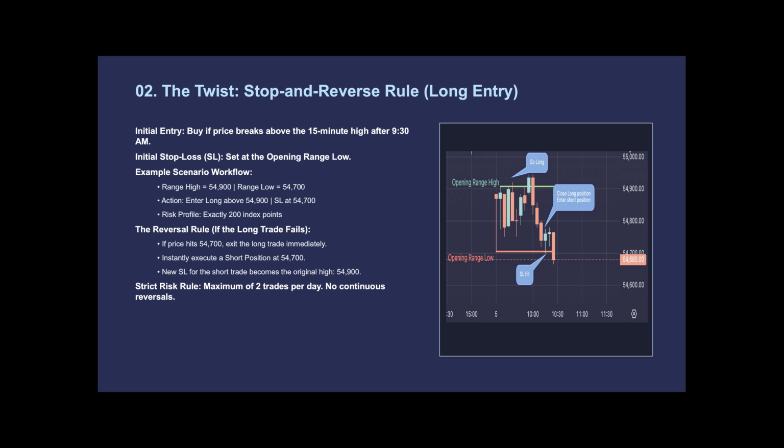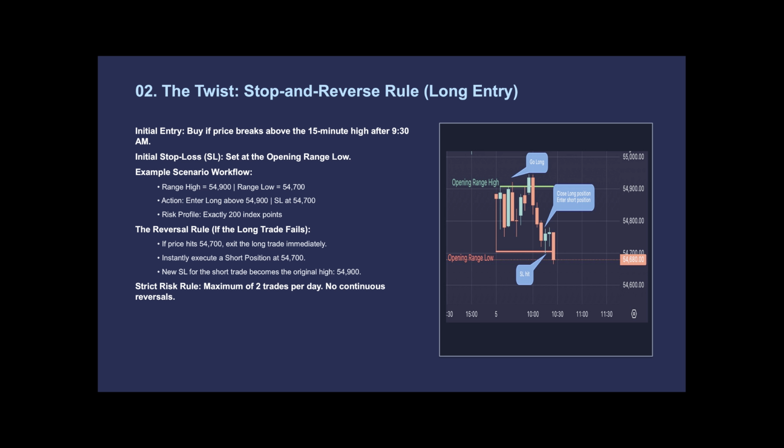Now comes the reversal rule. If the long trade fails and Bank Nifty comes down and hits 54,700, we exit the long trade. But we don't stop there. We immediately reverse and enter a short position at 54,700. For this short position, the stop loss becomes the opening range high, which is 54,900.